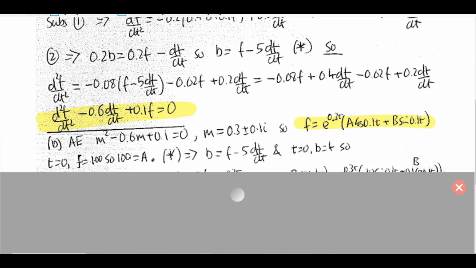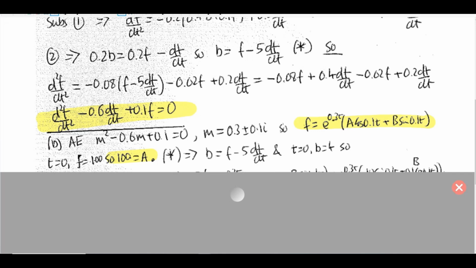Now, because we know there are initially 100 fish, you can substitute into that equation when t is 0, f is 100. If you do that, on the left-hand side, you will get 100. On the right-hand side, because e to the 0 is 1, cos of 0 is 1, and sine of 0 is 0, the right-hand side just gives me a. So consequently, a is 100.